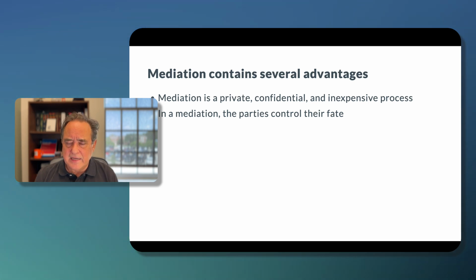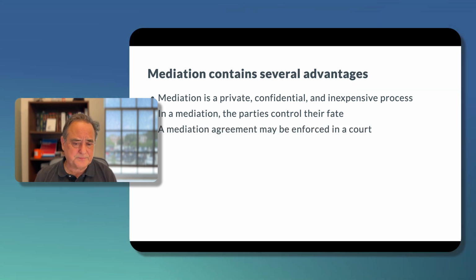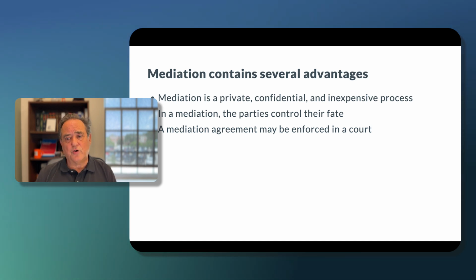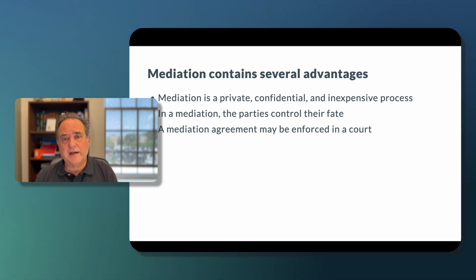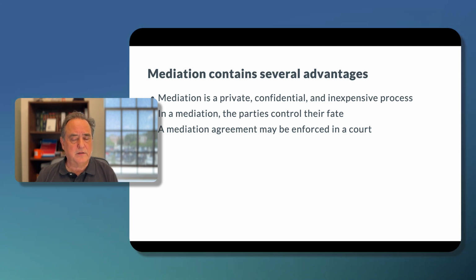If a case is not resolved at mediation, then inevitably it's going to be a judge or a jury who decides the case. Now, furthermore, if you reach a mediation agreement, it becomes a contract, and it can be enforced in court. So even if a party decides to not abide by the mediation agreement that they made, you can now sue for breach of contract without having to prove the underlying claim. So that's a big advantage.